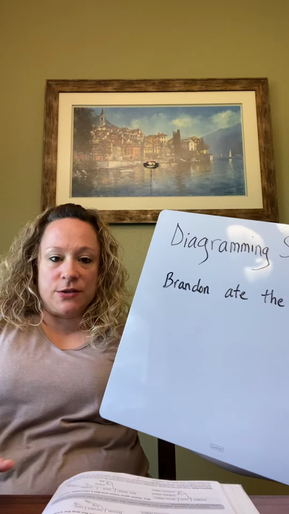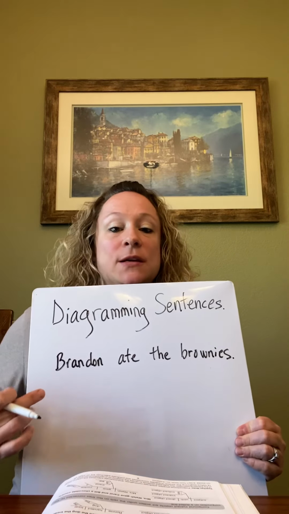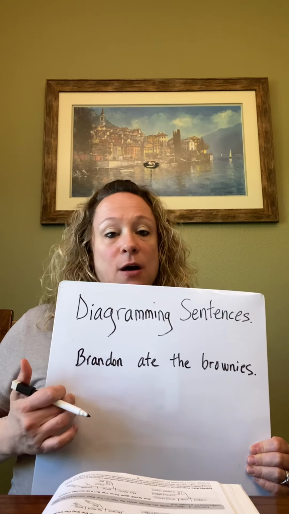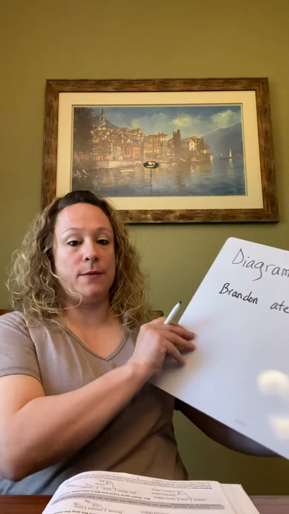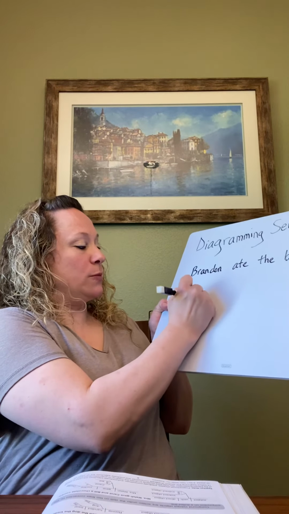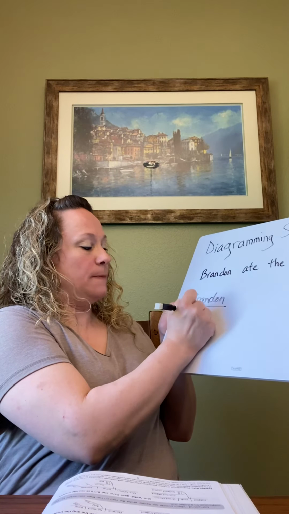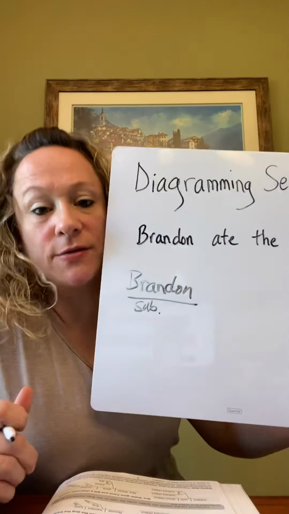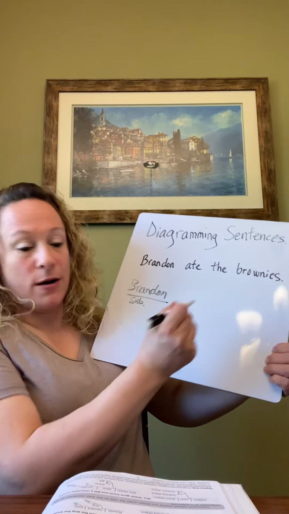So what I want to do is figure out what the subject is. So the subject is Brandon, right? That is the noun, the subject of our sentence. That's who's doing this stuff that we're talking about. So you're going to rewrite this and you're going to put Brandon on that subject line, okay? Like we did yesterday, okay? All right, so he ate the brownies, okay?